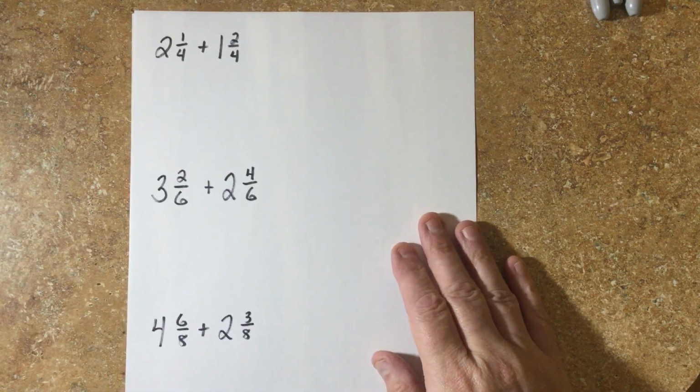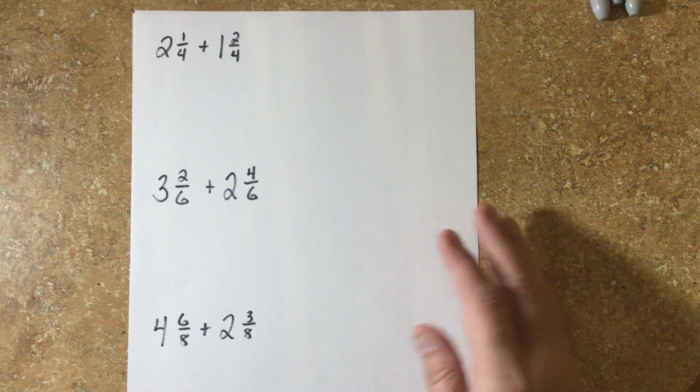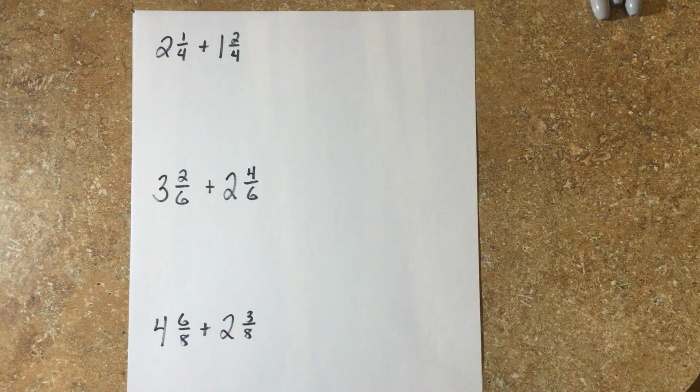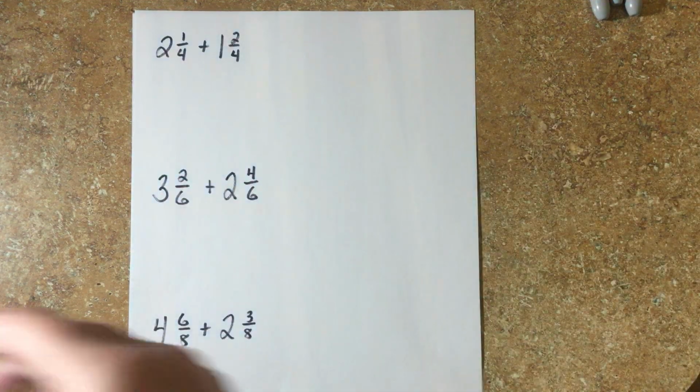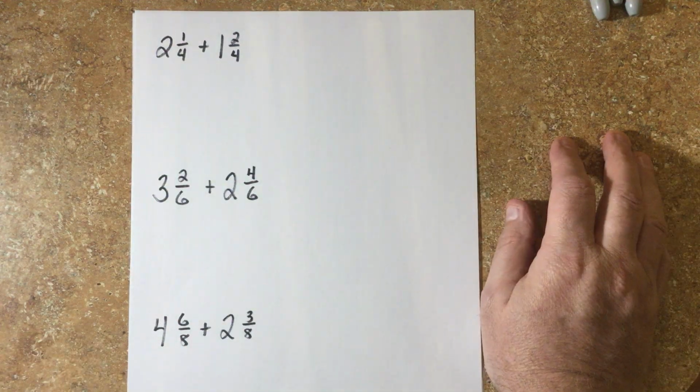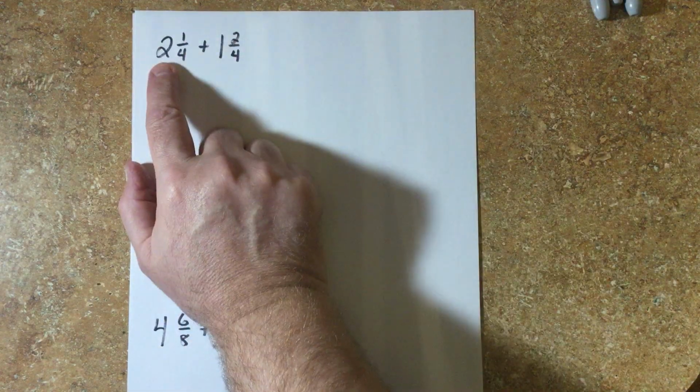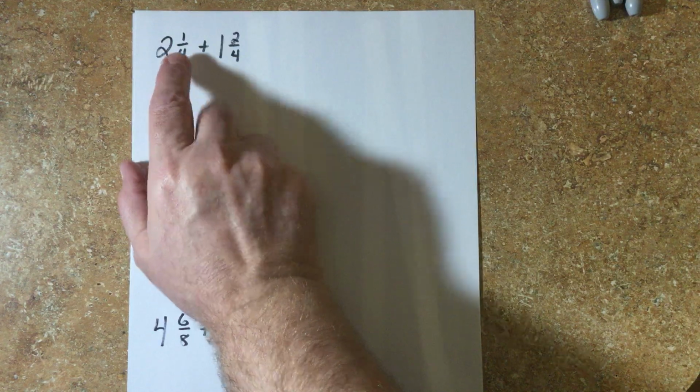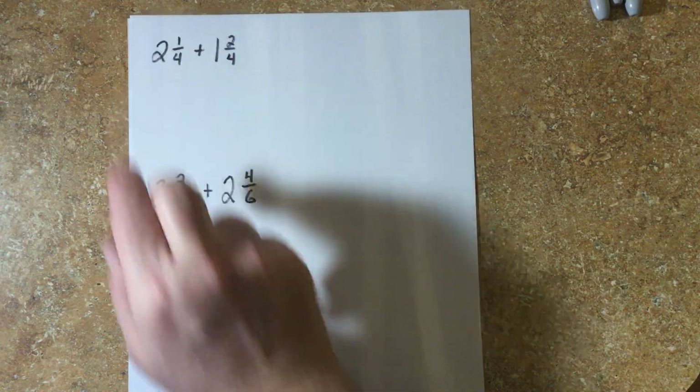Okay, so yesterday you reviewed adding and subtracting fractions. Today we want to review adding and subtracting mixed numbers. And so you can see here I have three different examples of some mixed numbers. And simply a mixed number, if you recall, is a whole number and a fraction that are combined together.